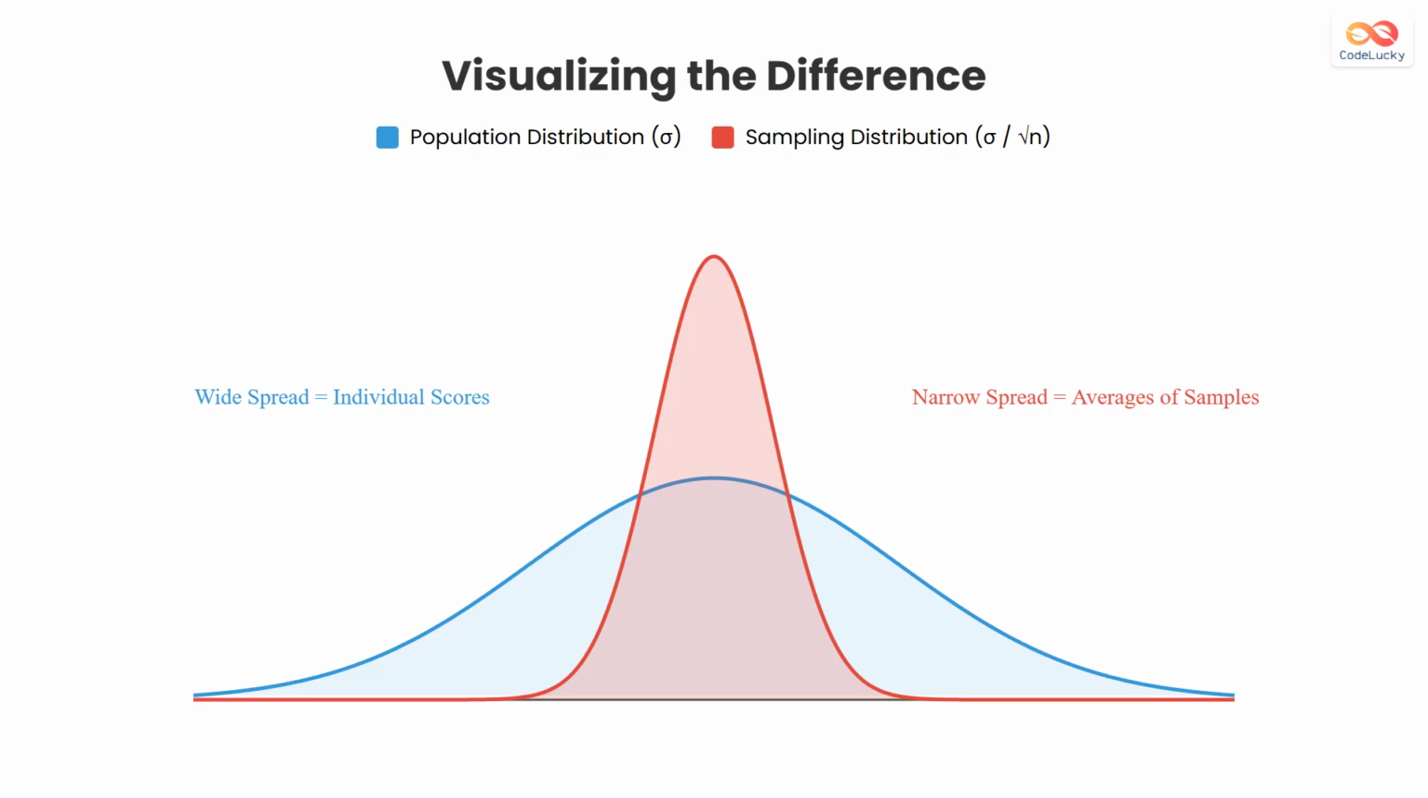Here you can see the difference visually. The wide blue curve represents the population. Individual scores can vary a lot. The tall, narrow red curve is the sampling distribution. Notice how much tighter it is. This is because averages are always less extreme than individuals. The standard error measures the width of this narrow red curve.